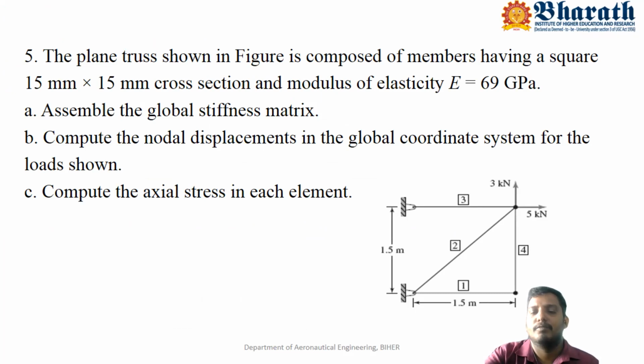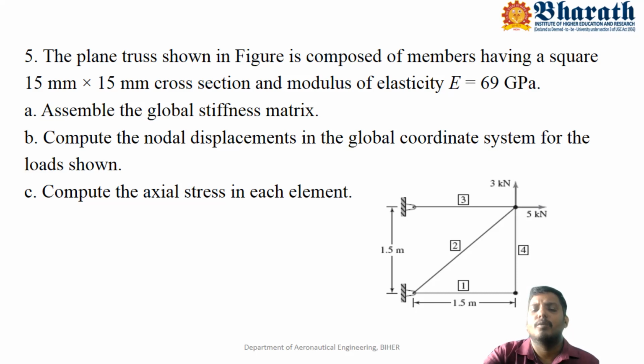First of all, if we are given any truss type structure, we have to number the nodal locations as well as the elements. So here there are 4 elements, 1, 2, 3, 4. Then the connected joints are 1, 2, 3, 4, so 4 joints are there. Each joint has 2 degrees of freedom, horizontal and vertical displacement. Then we have to number the nodal locations.